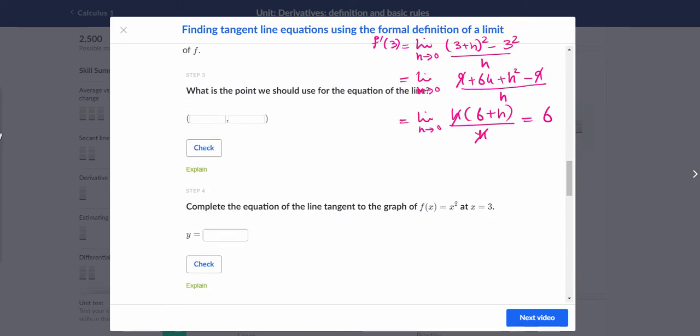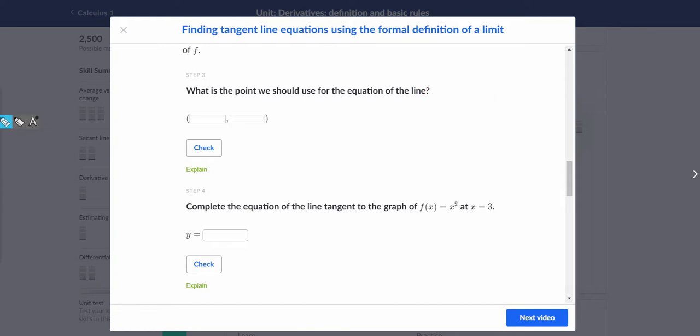So it says what is the point that we use for the equation of the line. So till now we have found the gradient of the line, that is equal to 6. Now we have to see which point can we use. So we have been given the value of x equals 3 and the function f of x is equal to x square. So our y coordinate will be equal to x square, so that will be equal to 9. So the point will be 3 and 9. So I'll write 3 and 9 over here and check 3 comma 9, and it's correct.